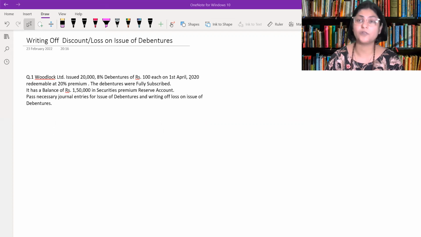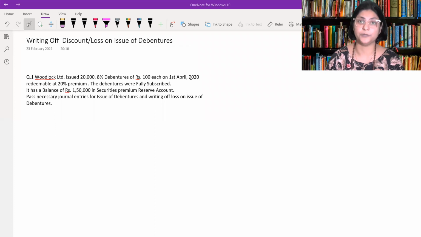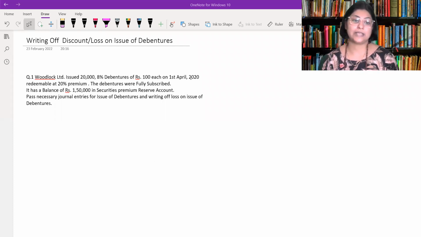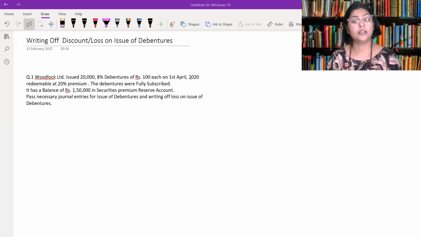It has a balance of ₹1,50,000 in securities premium reserve account. Pass necessary journal entries for issue of debentures and writing off of loss on issue of debenture. So what this question is asking us is to write off the loss on issue of debenture in the year of the loss itself, meaning in the year in which this capital loss occurred. In the same year, it is asking us to write it off.